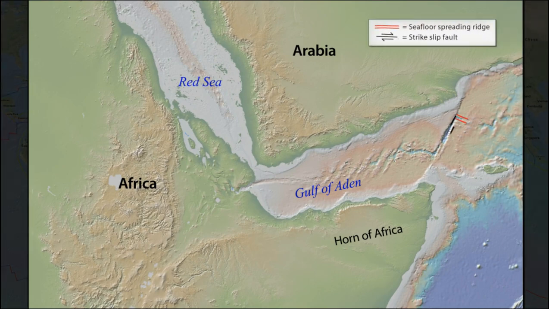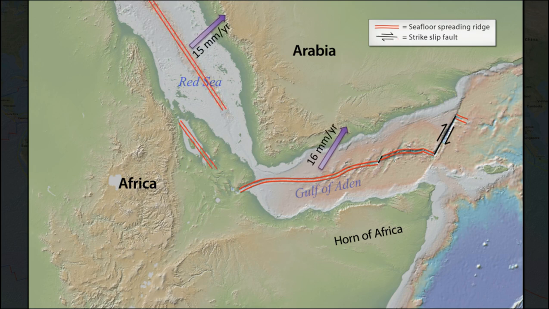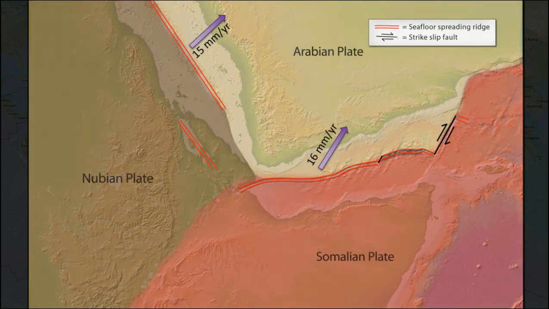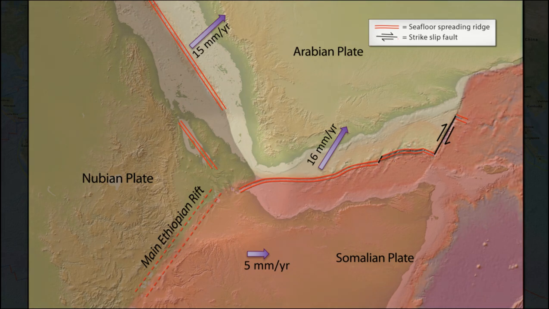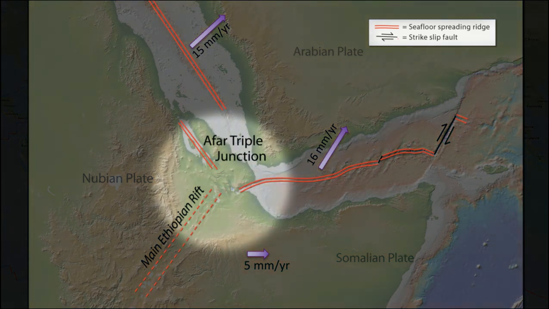In the Gulf of Aden, seafloor spreading separates the Arabian Plate from the Horn of Africa. In the Red Sea, spreading moves the Arabian Plate away from northern Africa. The differences in direction and rate of seafloor spreading require 5 millimeters per year of eastward motion of the Somalian Plate away from the Nubian Plate across the main Ethiopian rift. This rift and the two spreading ridges meet at the Afar Triple Junction.